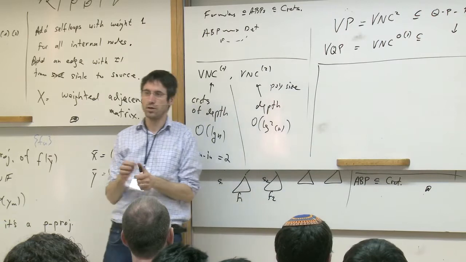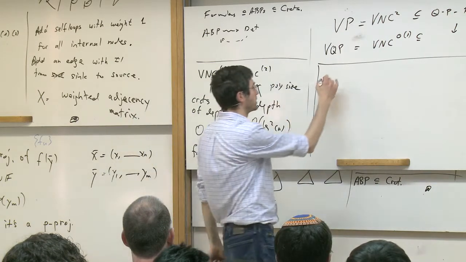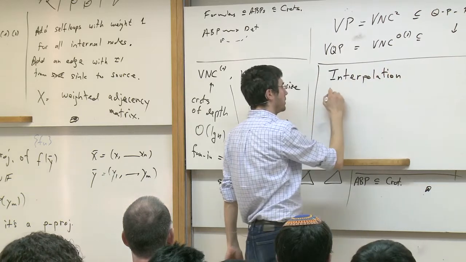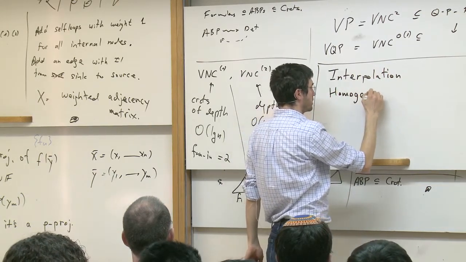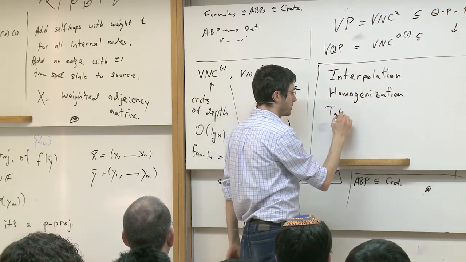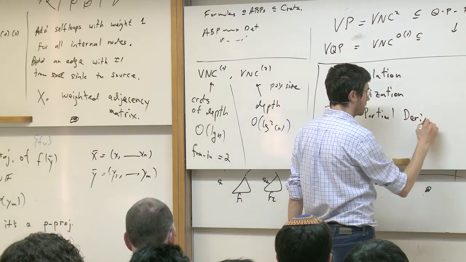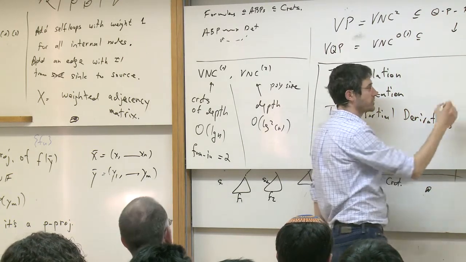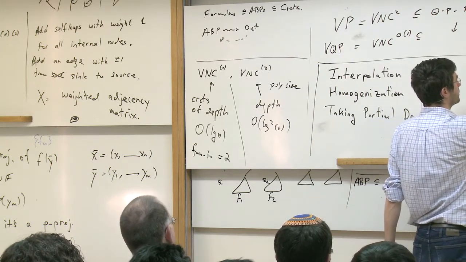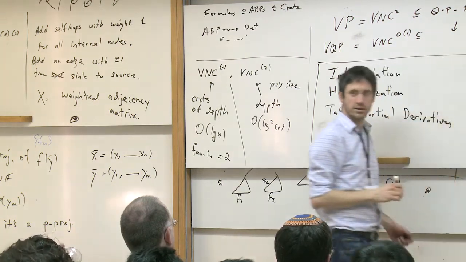What I'm going to give you now is a toolkit, things you can do with arithmetic circuits quite efficiently. So this toolkit will speak about interpolation, homogenization, taking partial derivatives. And I would also like to say why we don't need divisions. Okay, so that's what I want to do next.